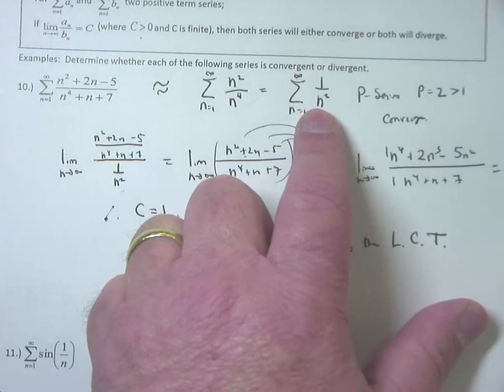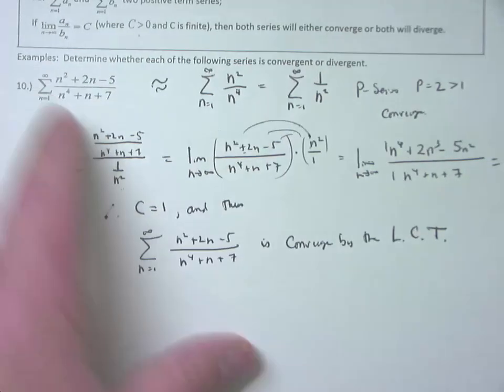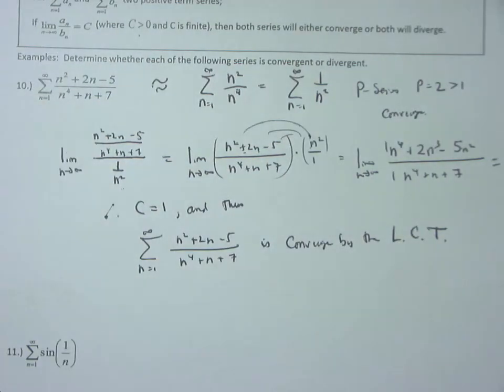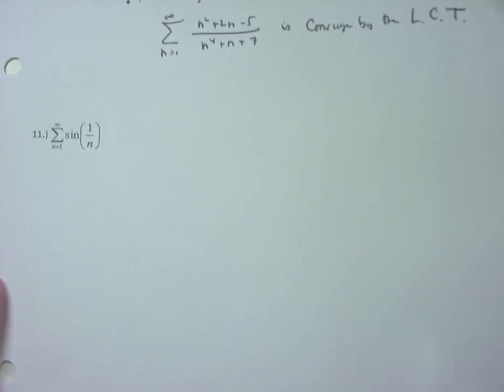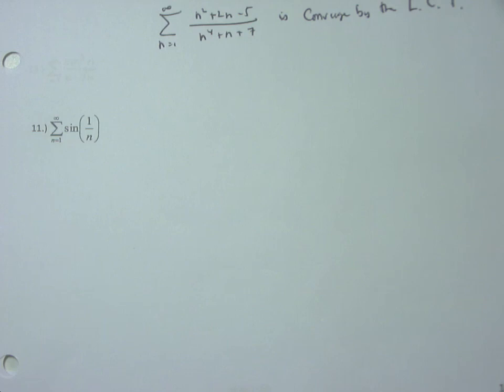This was a P series, P equals 2, converge. That forces this guy to converge by the limit comparison test. Stating my proof.